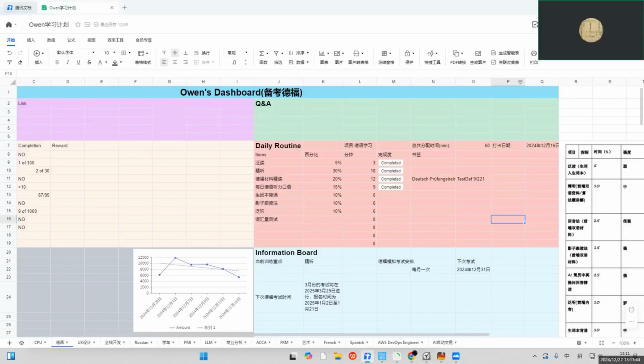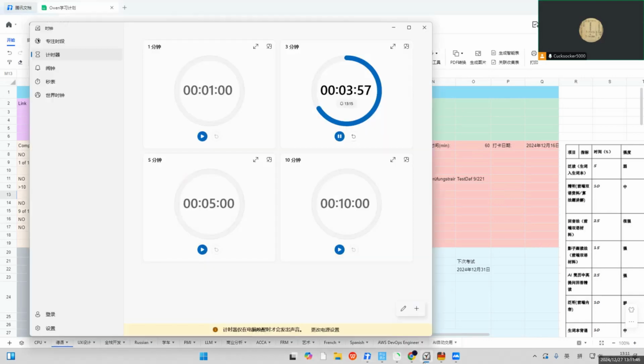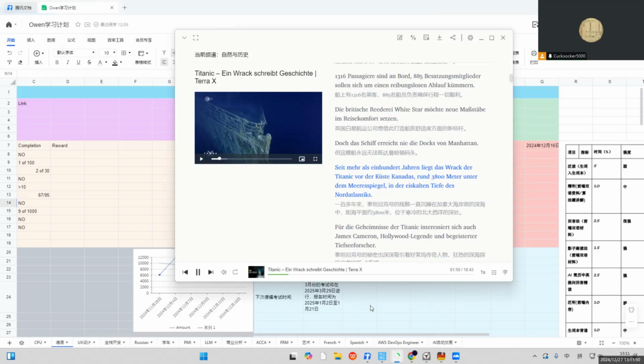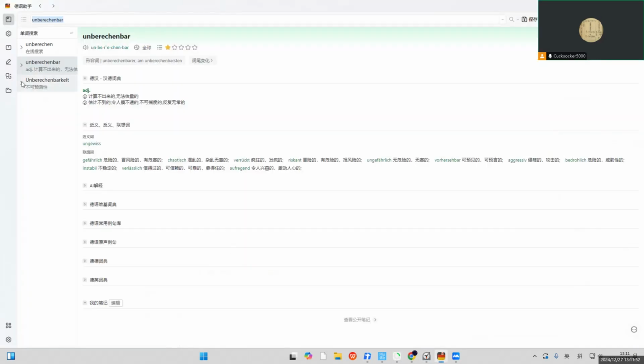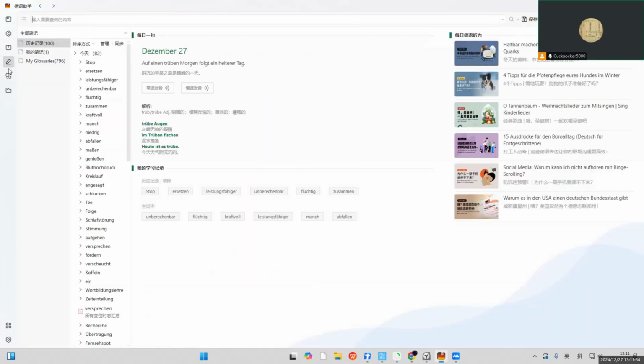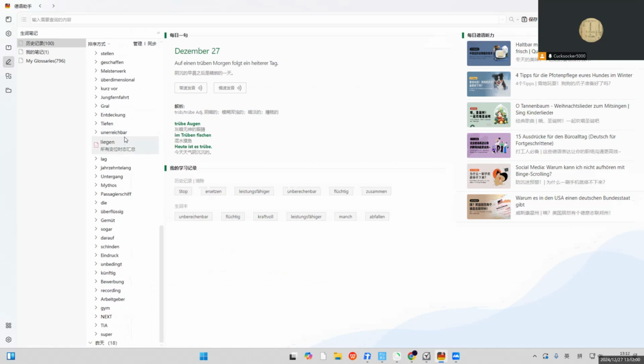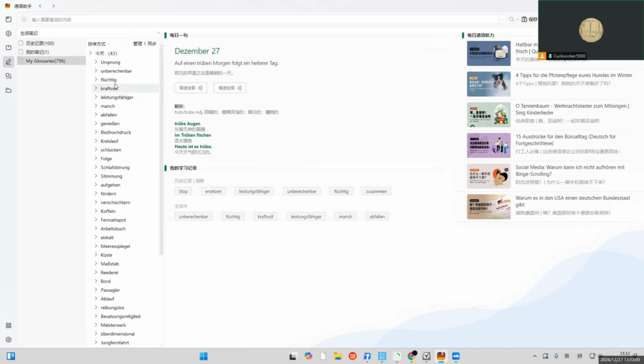Now let me get back to the sharing screen in the computer, and we have the new words. Okay, take a look at the new words. My glossaries.